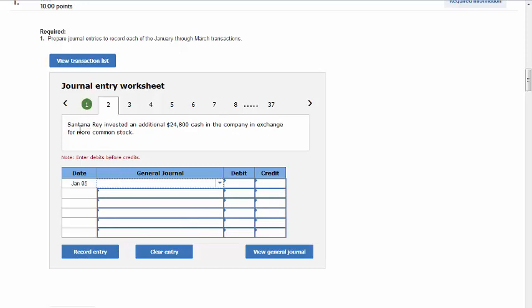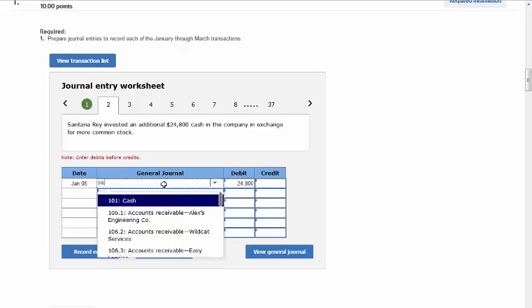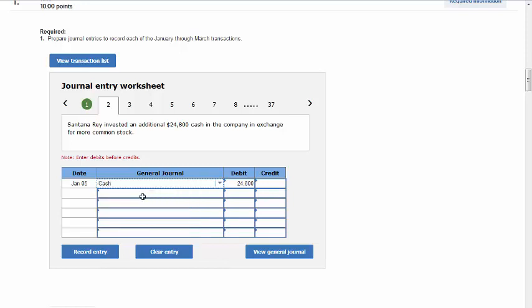Let's try one more together. Santana Ray invested an additional $24,800 cash in the company in exchange for more common stock. So our assets are increasing as well as our paid-in capital for our equity. So it's going to increase the asset account cash by $24,800. So we'll debit cash, and we will credit the common stock account 307, and that amount will be $24,800. And we're going to record that entry.